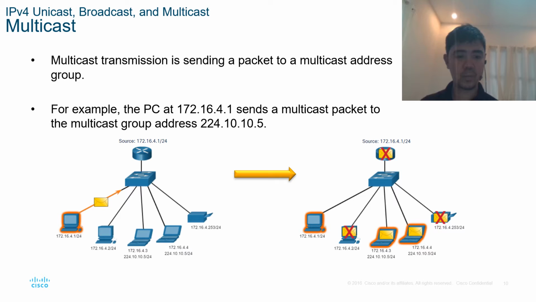Multicast is sent to a group. For example, this 172.16.4.1 will send data specific to a group. So there's what we call a multicast IP. Example, in this case, in these two computers, the 43 and 44, we call this 224.10.10.5 a multicast address. It defines that these two computers are in one group, and we call that a multicast.